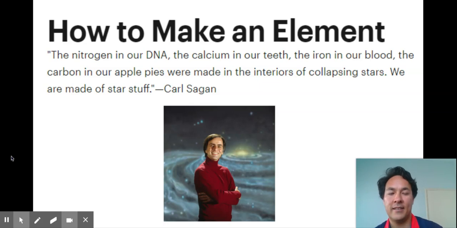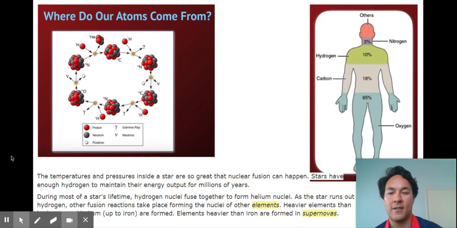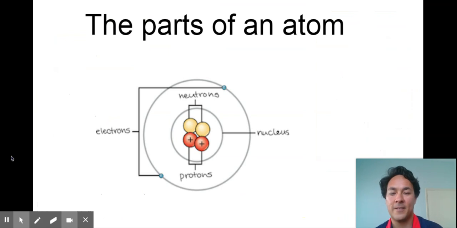But everything that's an element comes from collapsing stars. So you are made of stars, students. And you are a star in all of our eyes. And so these stars are running on nuclear fusion, putting together hydrogen to make helium. And then as they start to run out of energy, they do other fusion reactions, which make heavier elements. And then when they blow up, they can make elements that are heavier than iron in supernovas. So we all have a bit of stars inside of us. So we're all made of stars.